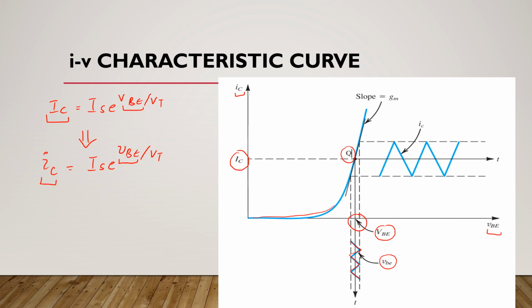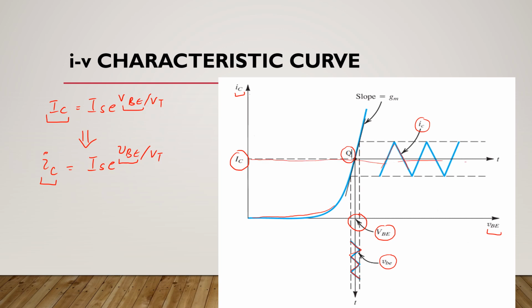This small signal base to emitter voltage gives rise to small signal collector current iC, which is also represented by this triangular waveform. Now this small signal collector current is superimposed on this DC collector current, as you can see here.